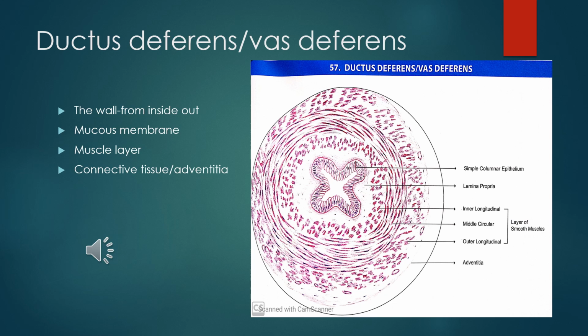The vas deferens is a muscular tube. The wall, from inside out, has three components. The first one is the mucous membrane. It includes the lining epithelium with lamina propria. The second is the muscle layer, and the third is connective tissue or adventitia.